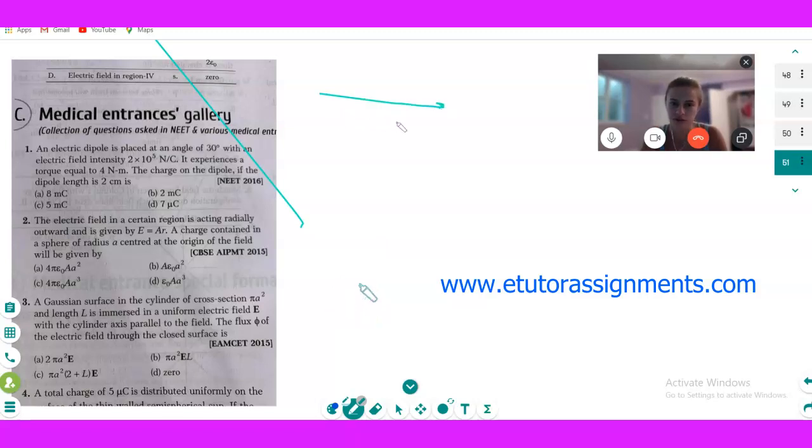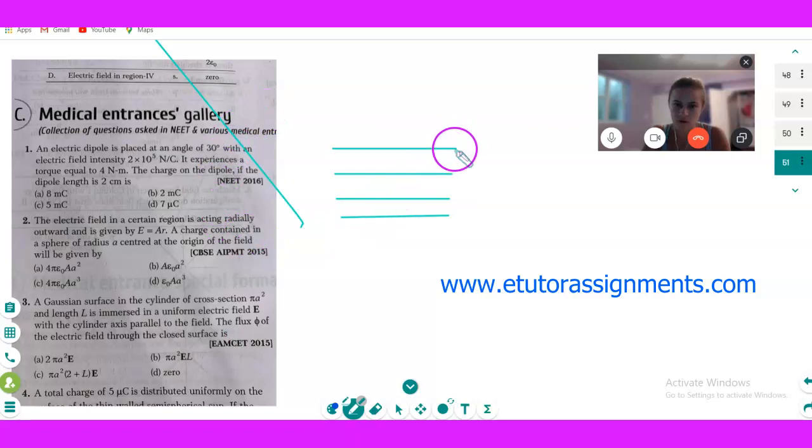Okay, so electric field. Just take a straight line. You practice all these symbols after the class on the whiteboard, then it will become easy. So a straight line, the electric field, and then a dipole placed at 30 degrees. The dipole is placed inside the electric field, not outside.